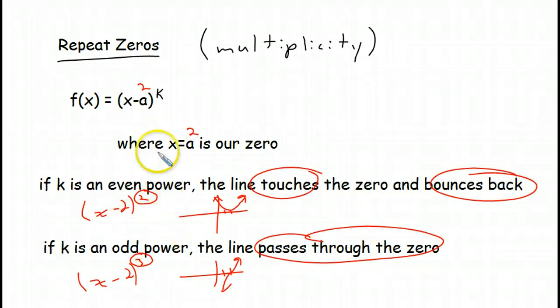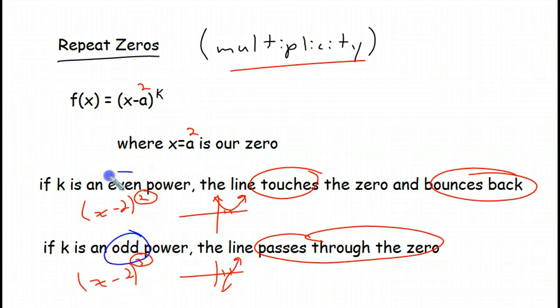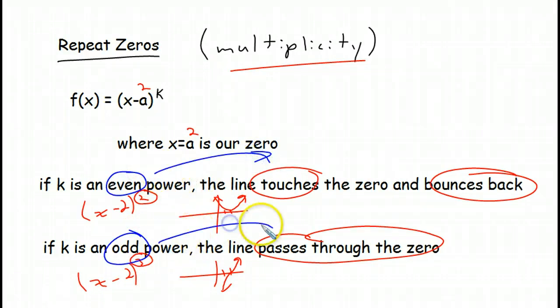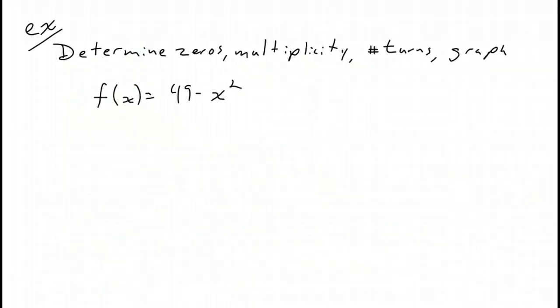Okay, there's our difference. The multiplicity of this thing is just how many times it repeats, or what power it is. Like x minus 2 squared, our multiplicity for that one is 2. X minus 2 cubed, the multiplicity here is 3. The big thing to notice about these numbers, though, is whether they're odd or even, and how they affect the graph, whether they touch it and bounce back or pass through the 0. I'm going to look at a few examples where this would actually come into play.